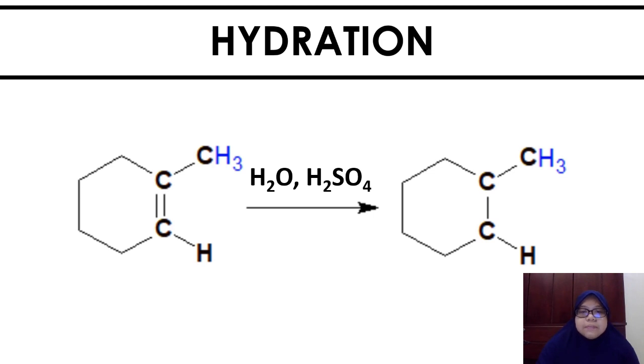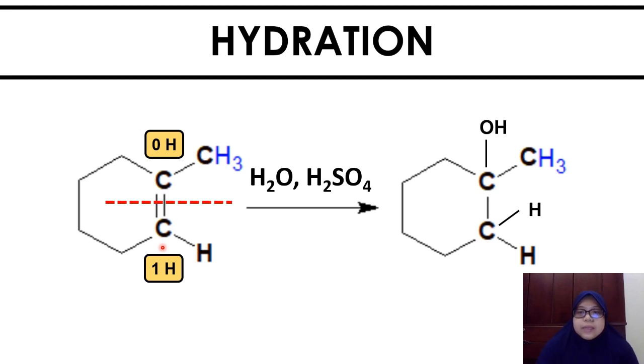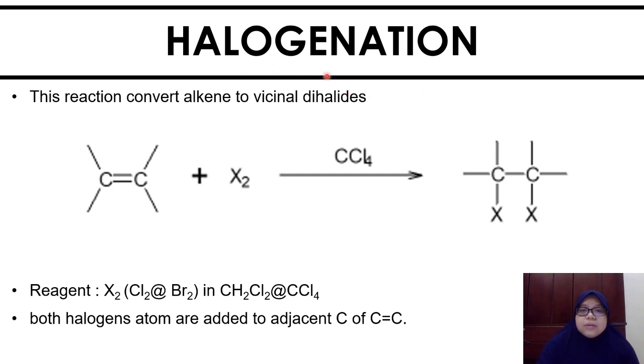Okay, we look at this example when we divide the carbon-carbon double bond. So we see the carbon above doesn't attach to any hydrogen, while the carbon below attaches to only one hydrogen. Means that hydrogen will be attached to the carbon below, while OH will be attached to the carbon above, okay, forming this alcohol.